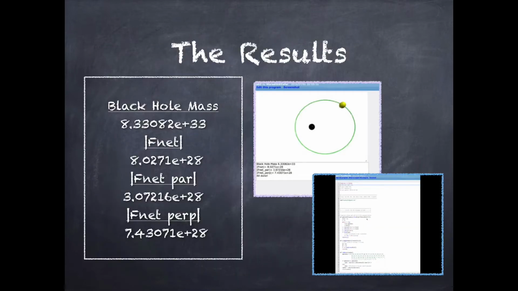So these are my results. For the black hole's mass, I got 8.33 times 10 to the 33. For the F net, I got 8.03 times 10 to the 28th. For the F net parallel, I got 3.072 times 10 to the 28th. And for F net perpendicular, I got 7.43 times 10 to the 28th. And then to the side, you can just see the results printed, and then just me running the lab.